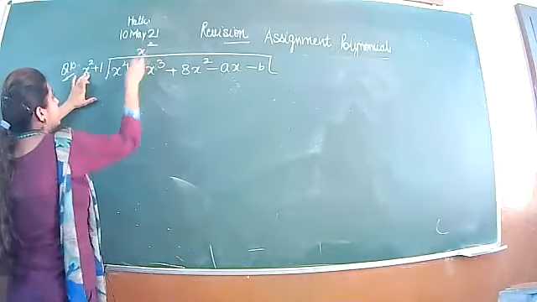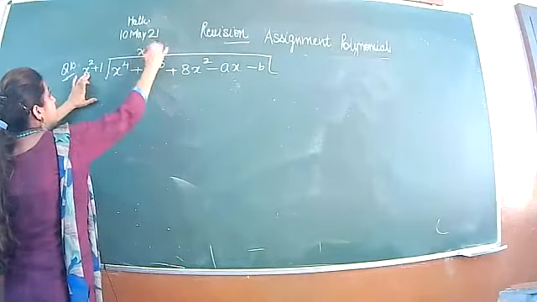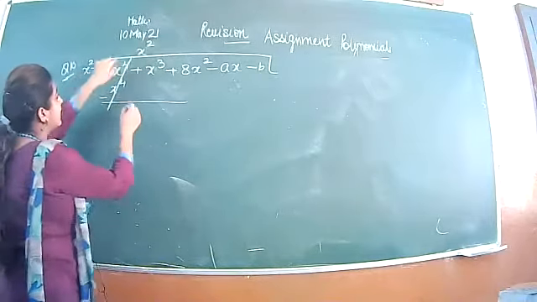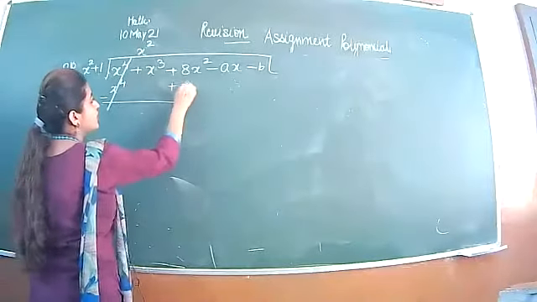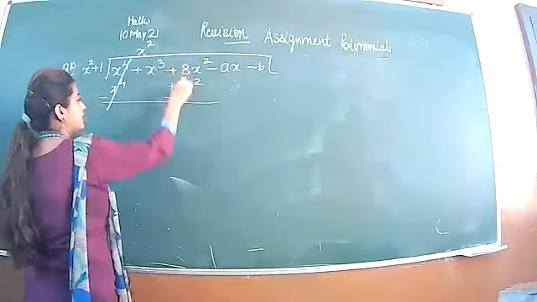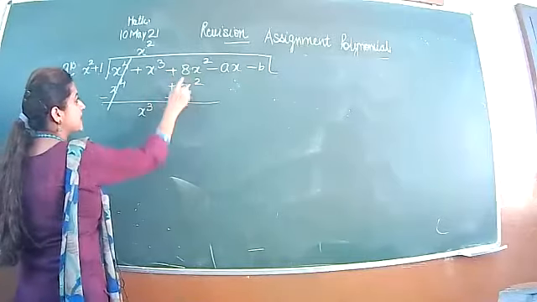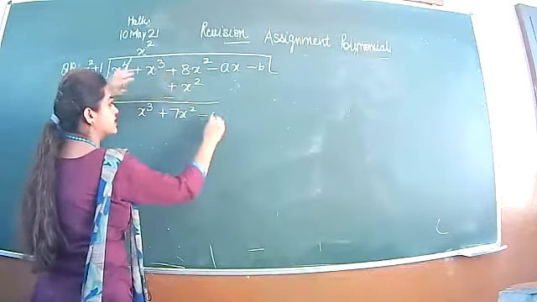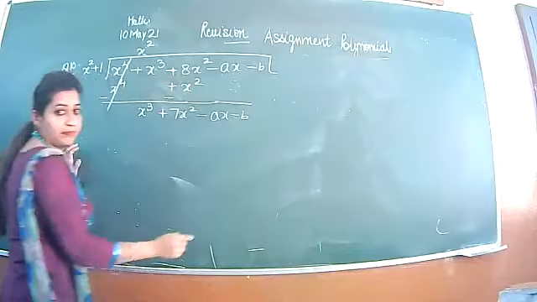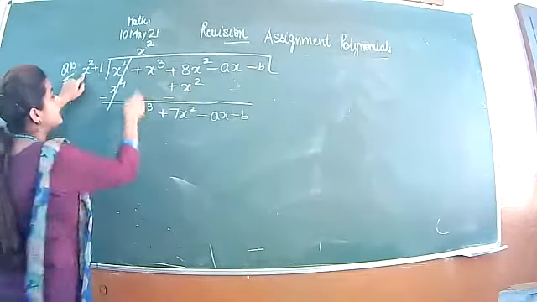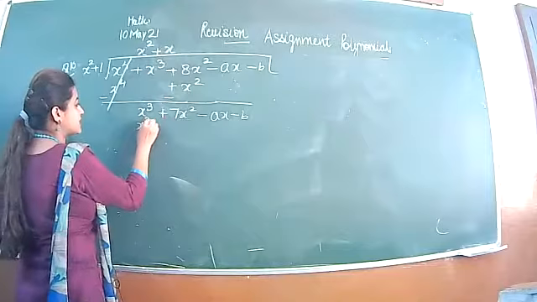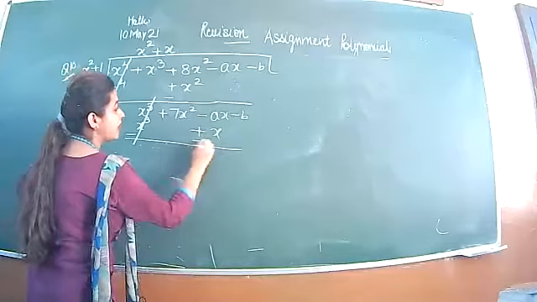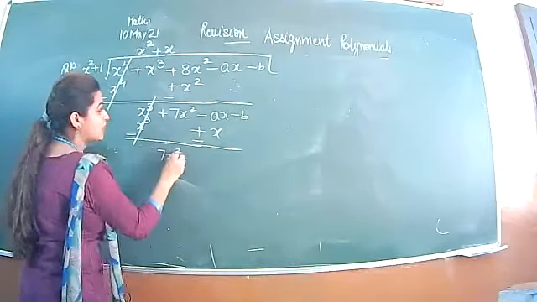x square will be multiplied with x square to get x raised to power 4. Second term, 1 into x square is x square. So like terms will be written under like terms. So x cube is the same. This is plus 7x square, plus, minus sign will be of the greater. Minus ax and b will be the same. Now x square will be multiplied with x to get x cube. Sign change, cancel. Second term is your x. Sign change. Now this is 7x square.